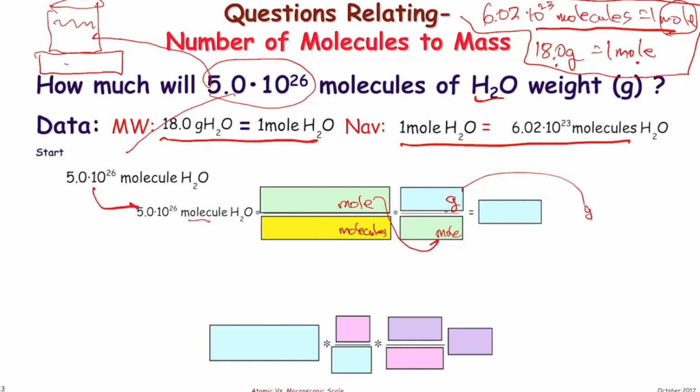The next thing you want to do is just write the numbers. Avogadro's number is 6.02 times 10 to the 23rd, 1 mole. And then molar mass, 18.0, 1 mole. And then all you have to do is the math. Take 5 times 10 to the 26 molecules divided by 6.02 times 10 to the 23rd, multiplied by 18, and you have your numbers.